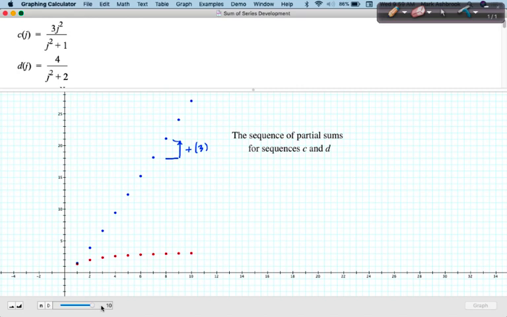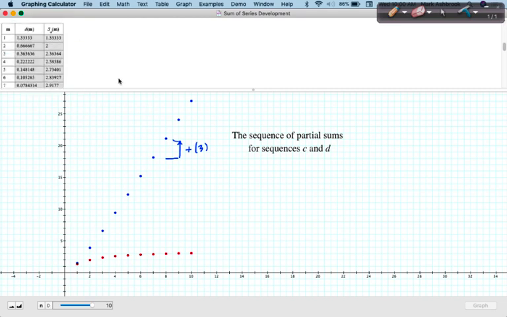All right, I'm only showing 10. Then I made a table of the sequence of partial sums for the D sequence, the red one. It's small, but I'll zoom in on it.